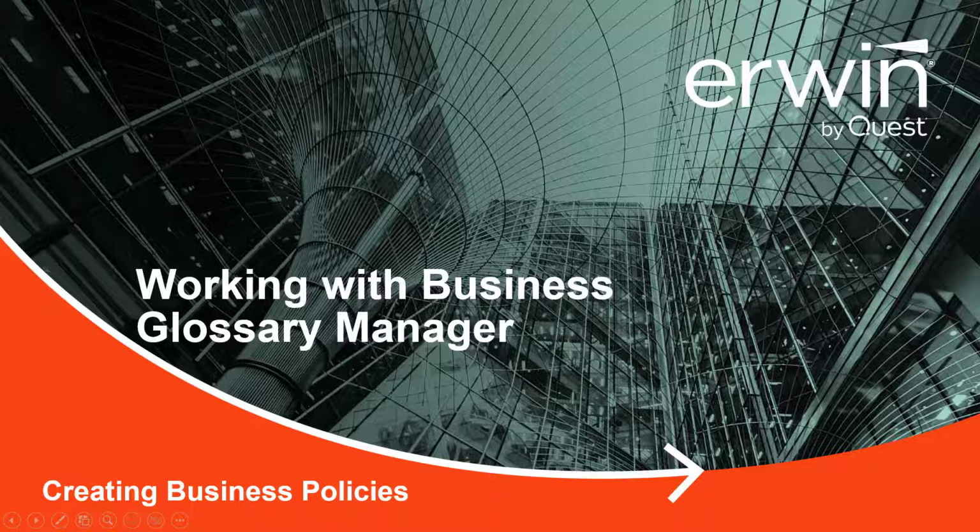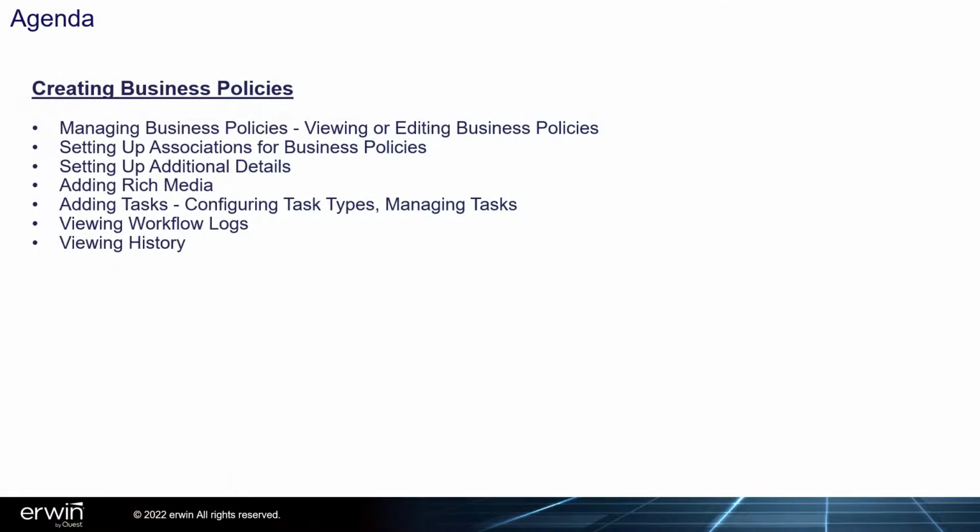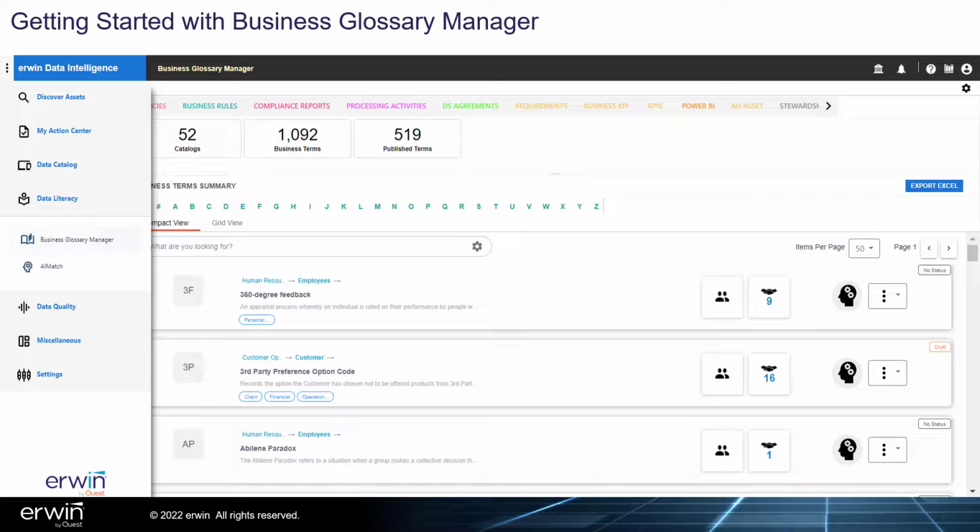Working with Business Glossary Manager, creating business policies. The agenda. Creating business policies includes managing business policies, viewing or editing business policies, setting up associations for business policies, setting up additional details, adding rich media, adding tasks, configuring task types and managing tasks, viewing workflow logs, and viewing history. Getting started with Business Glossary Manager.